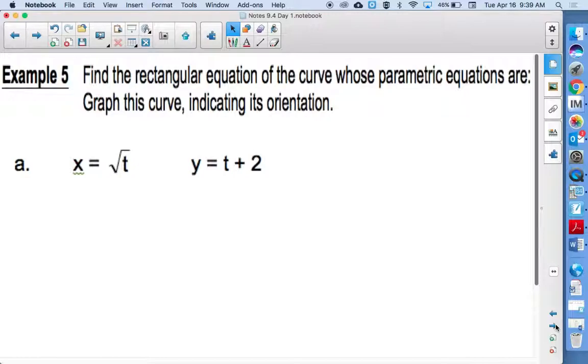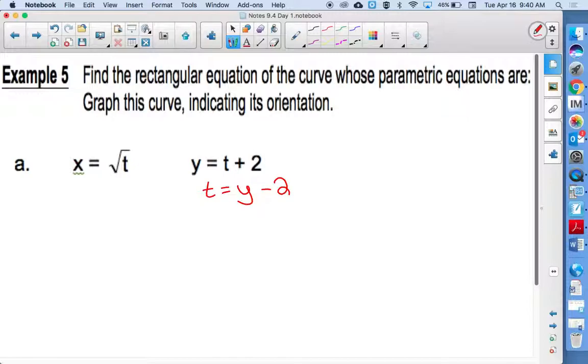Which one would be easier to eliminate? Sean? Y equals t plus 2. So he said you could go to the y equals t plus 2 and make it t equals y minus 2. So that would be one way. What if you wanted to get the t by itself in the x form? Morgan?